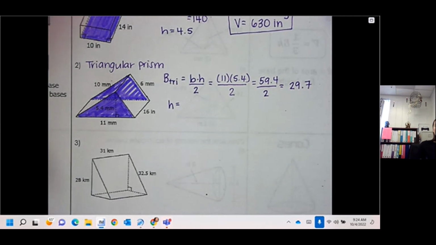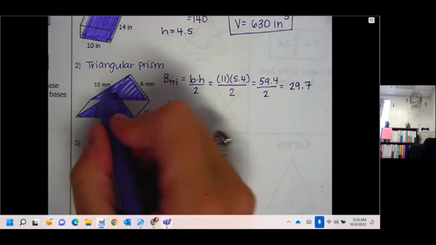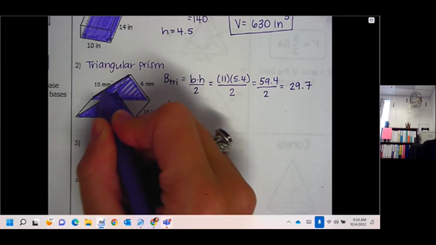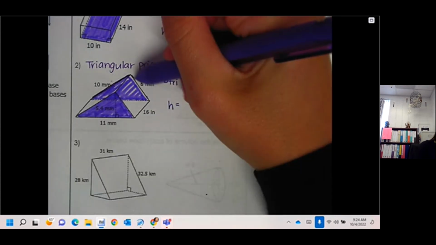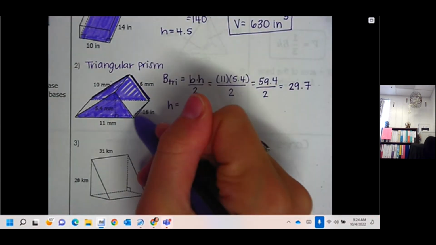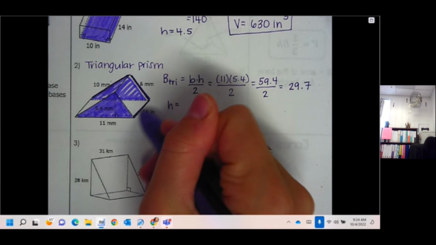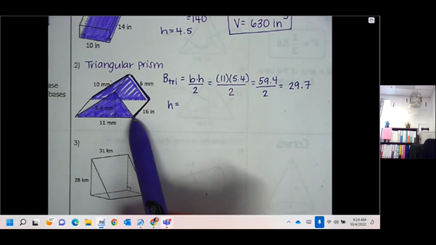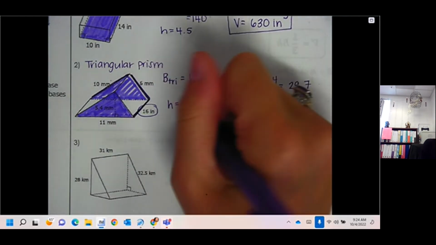So if you're looking at it, the 10 only touches, here's the 10. Does that touch both triangles? No. Here's the 6. Does that touch both triangles? No. Here's the 16. Does that touch both triangles? Yes, it touches the edge of both triangles. This is my height. 16.